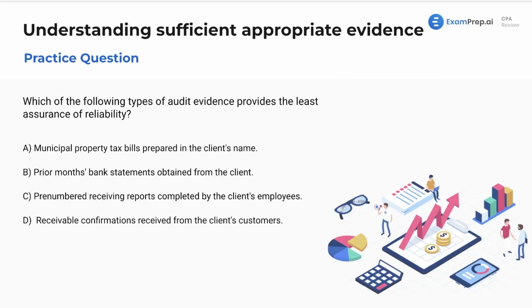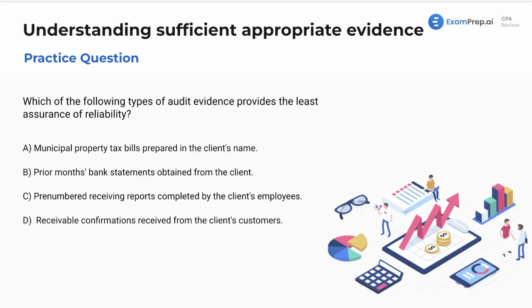Which of the following types of audit evidence provides the least assurance of reliability? Well, we remember talking about a sort of tiered system. Essentially, the further away from the client it is, the more reliable it is. So the further away from the client.